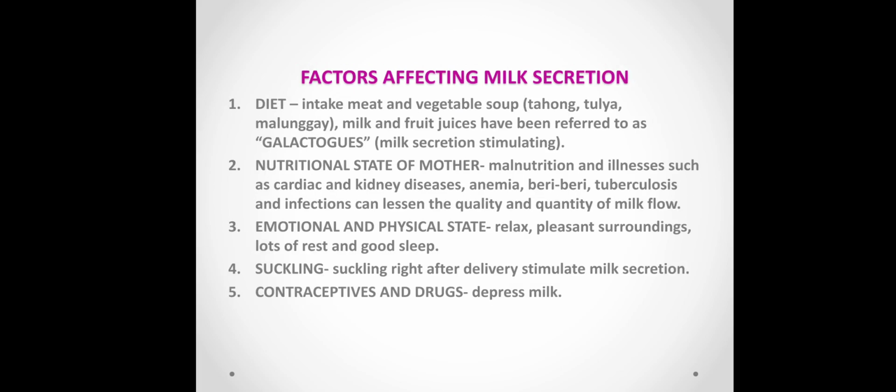So, factors affecting milk secretion. So, what are the factors na nag-affect sa pag-secrete or paglabas ng gatas? First is diet. So, it's intake of meat and vegetable soup. Okay, nagpapaganda siya ng milk secretion such as yung tahong, tulya, malunggay. Lagi dito, di ba? So, mga may sabaw na soup, mga vegetables para mas maging masagana yung gatas. So, milk and fruit juices have been referred to as galactogogues or milk secretion stimulating.